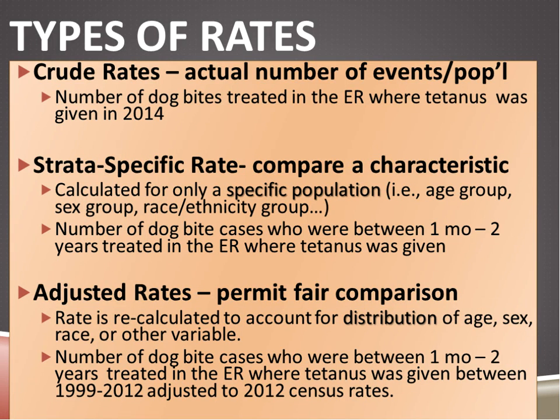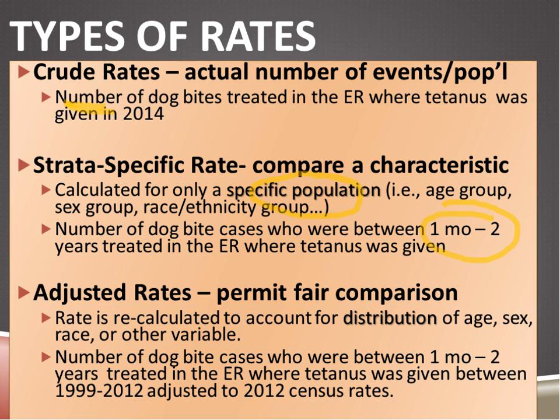Stratified specific rate compares a specific population. A lot of times when we stratify our rates, we stratify them by age, we stratify by gender, we stratify by location. So if we're going to give you a stratified rate, it would look more like the number of dog bite cases who were between 1 month and 2 years old treated in the ER where tetanus was given. We're trying to take our total number and stratify it by our specific demographic.